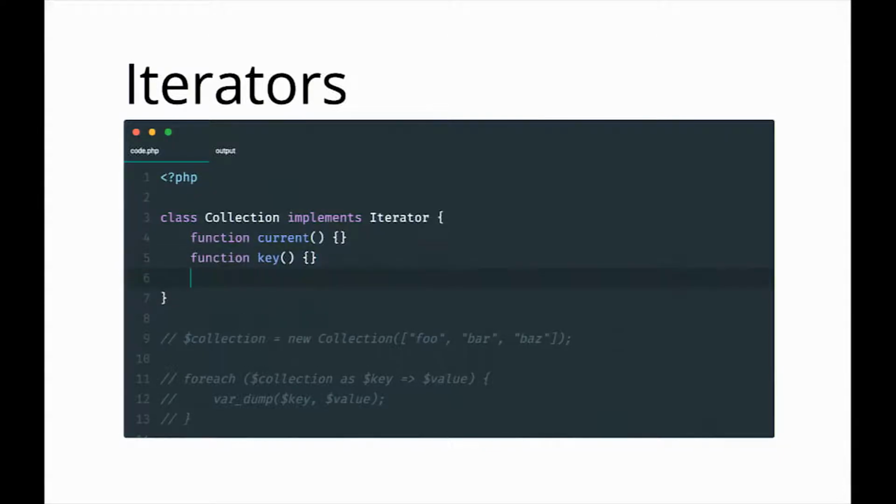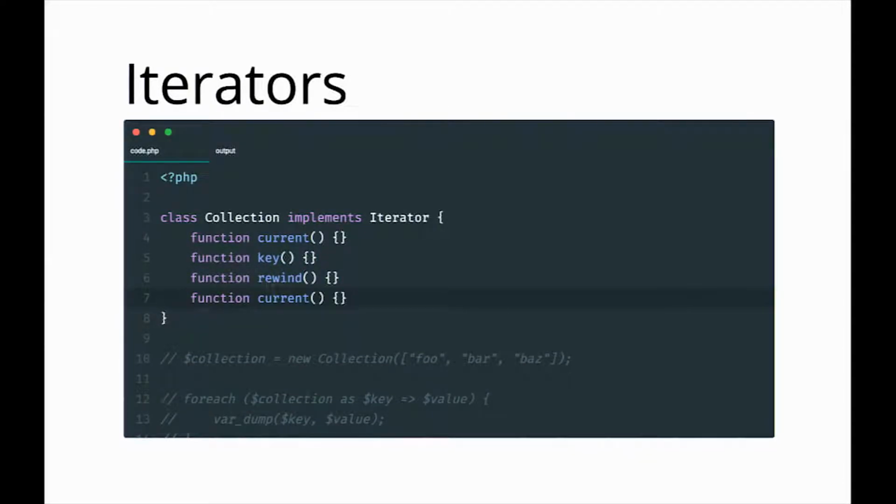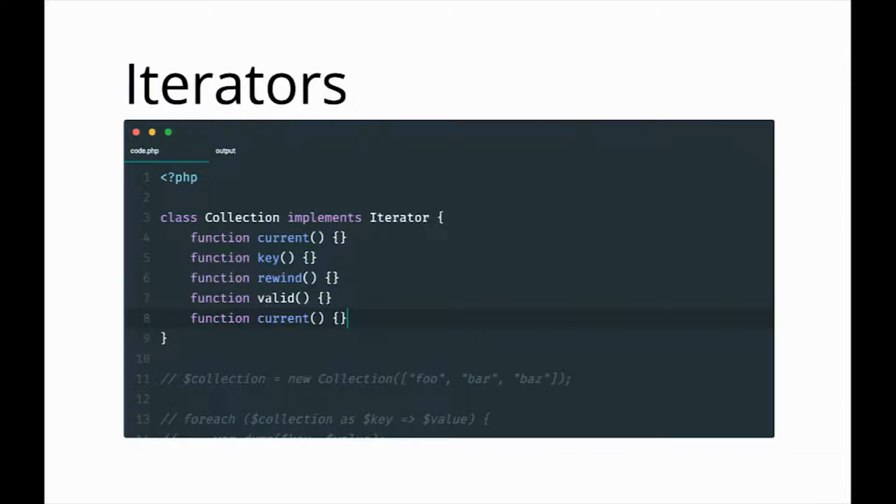Current, key, rewind, valid, and the last one is next. Thank you. My nerves get the better of me. We can implement these methods, and they tell us something about how PHP is thinking about an iterator.